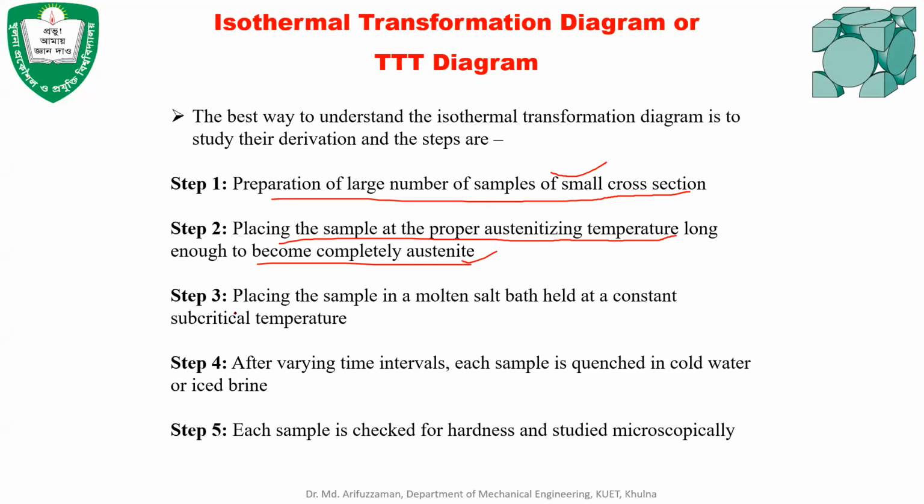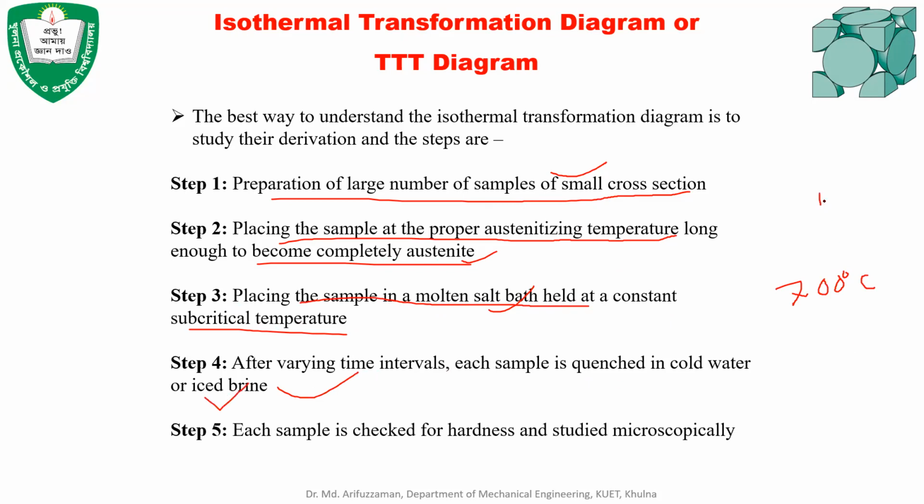Okay, and then step 3 is placing the sample in a molten salt bath held at a constant subcritical temperature. The sample has to be placed in the molten salt bath of constant temperature, for example, let's say 700 degrees Celsius temperature, 700 degree Fahrenheit temperature. You keep the samples, and after varying time intervals, each sample is quenched in cold water or ice brine.